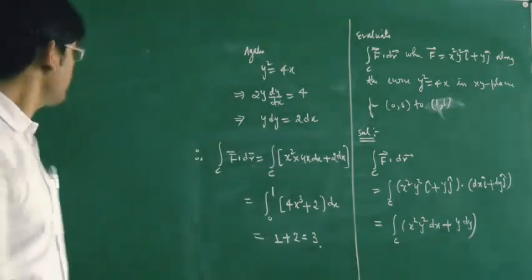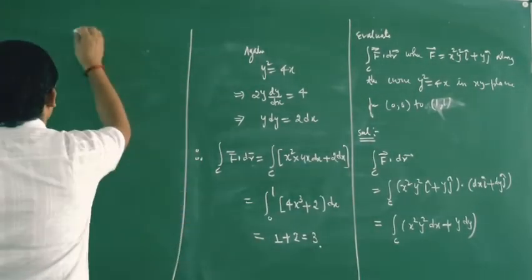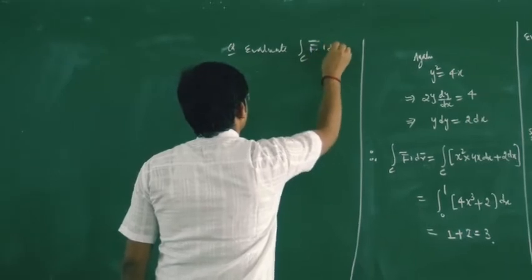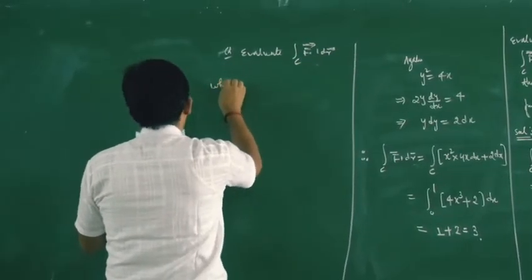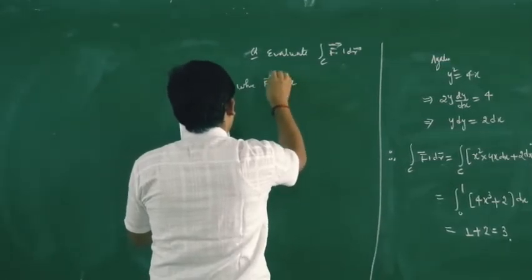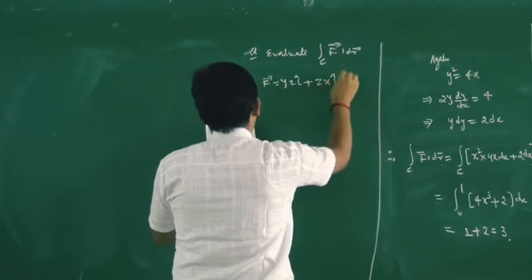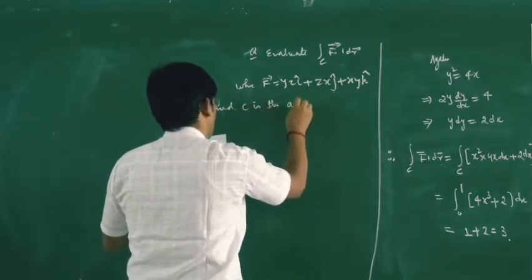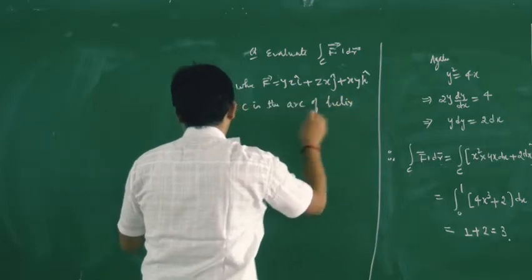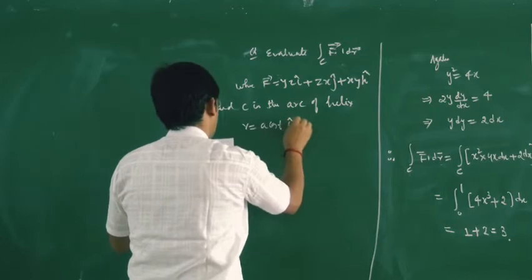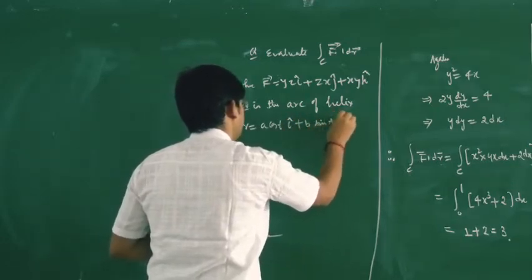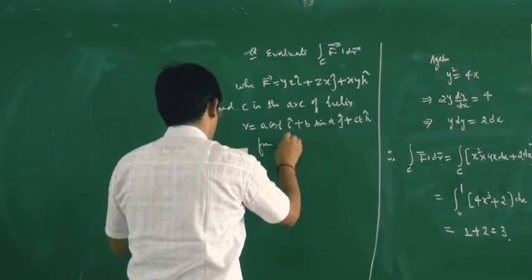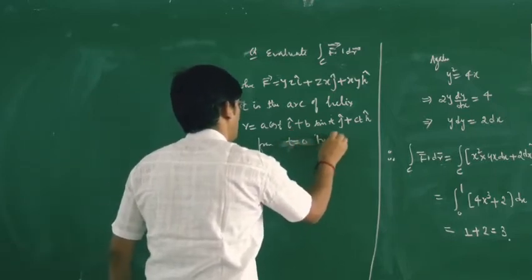Now our next question is to evaluate the line integral of F dot dr, where F is equal to yz i plus zx j plus xy k, and C is the arc of the helix r equal to a cos t i plus b sin t j plus ct k, from t equal to 0 to t equal to pi by 2.